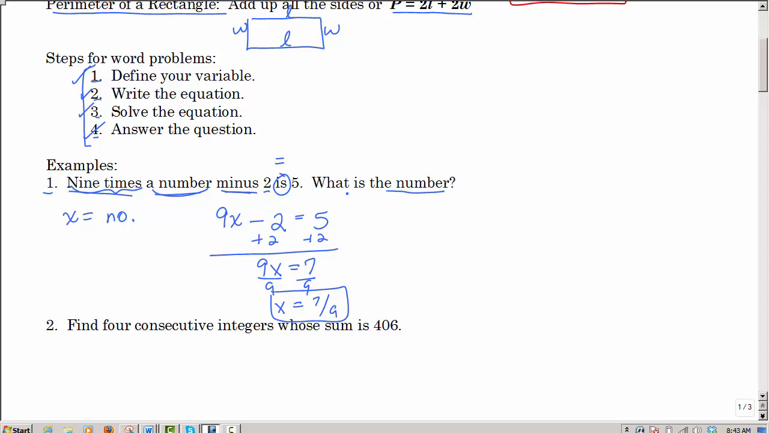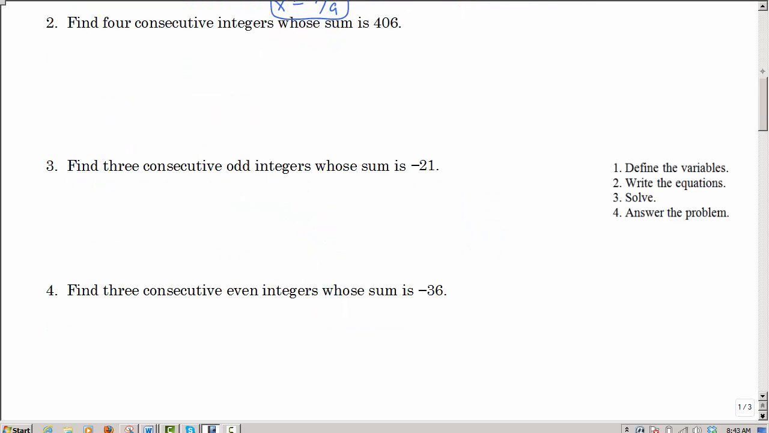Have I answered the question? What is the number? The number, and again, if you go back to the very first step, that's what you're looking for. X is 7/9. That is the number. Very easy. Let's look at the next one.